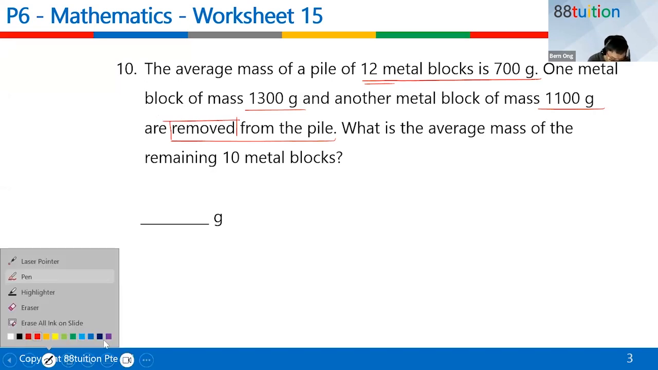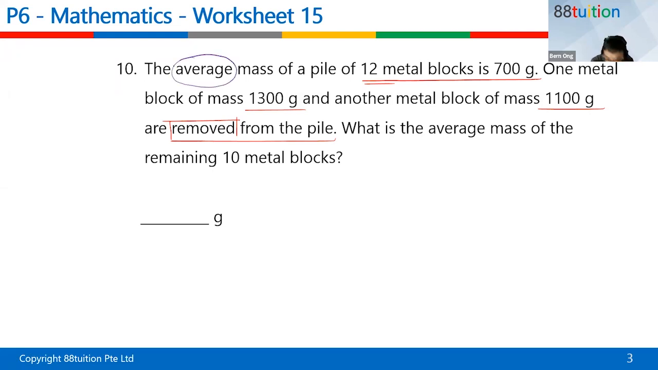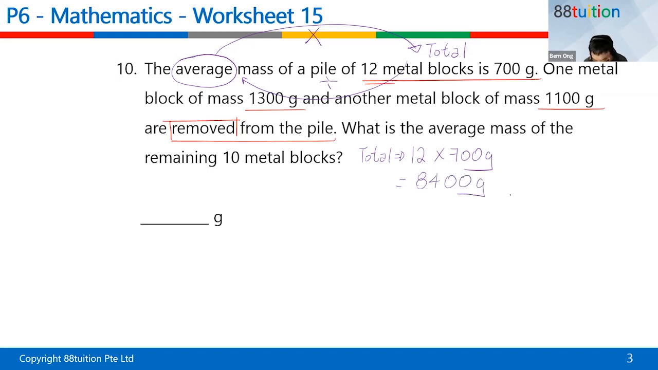But before that, what are you given? You're given the average. Average, you need to find something called total. Average to total, you need to multiply. Total to average, what must you do? You must divide. Remember? So 12 metal blocks times 700 grams. Let's find the total first. 12 times 7 is 84. Put the 00 back. 8,400 grams of mass.